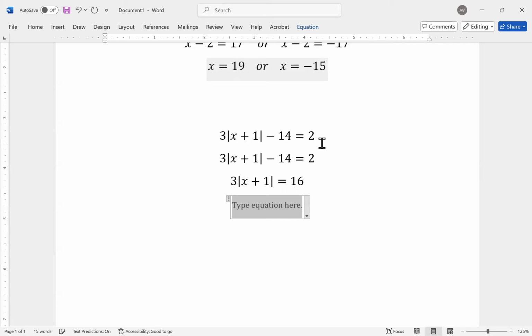Then I divide both sides by 3. That gives me the absolute value of the quantity x plus 1 is equal to 16 over 3. You could write that in a lot of different ways. I'm writing it as an improper fraction.